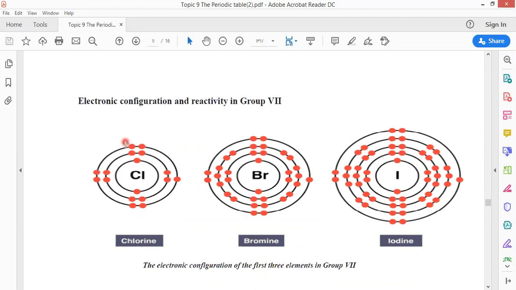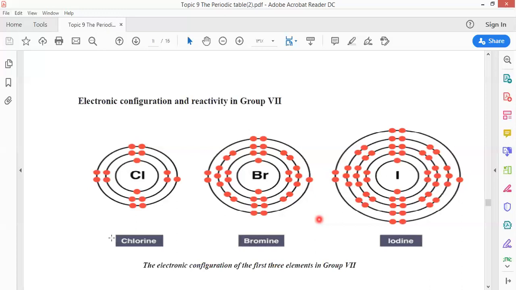Even here, in bromine, how many electrons do I have? 1, 2, 3, 4, 5, 6, 7. Even bromine has 7 electrons in outermost shell. So what about iodine? Iodine: 1, 2, 3, 4, 5, 6, 7. So 7 electrons in outermost shell.